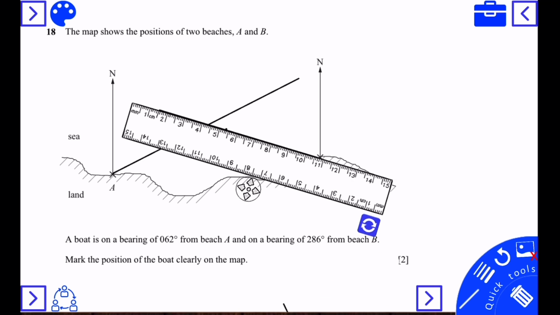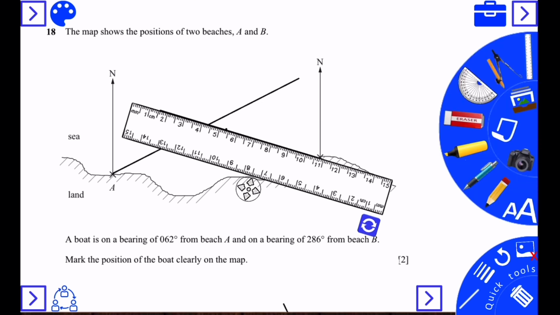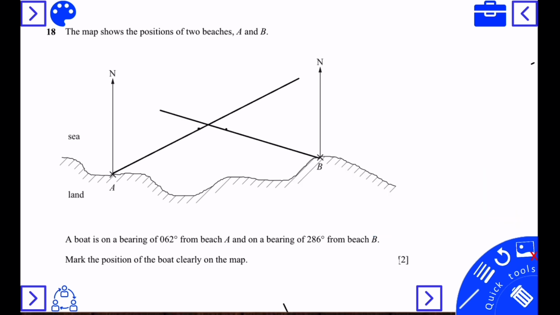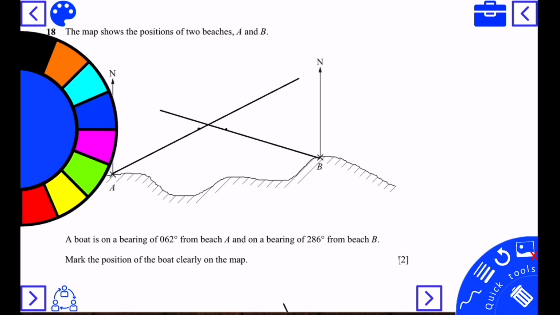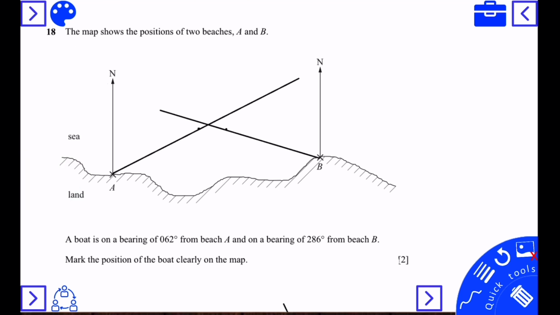Next, yes, I've got it now. So this is the line which we need. These two are the lines which we need. Use the ruler so we can see it easier. Now, where do these lines intersect? This point over here. Let's mark it in a different color for now, so it's easy to see. This is the position of the boat.